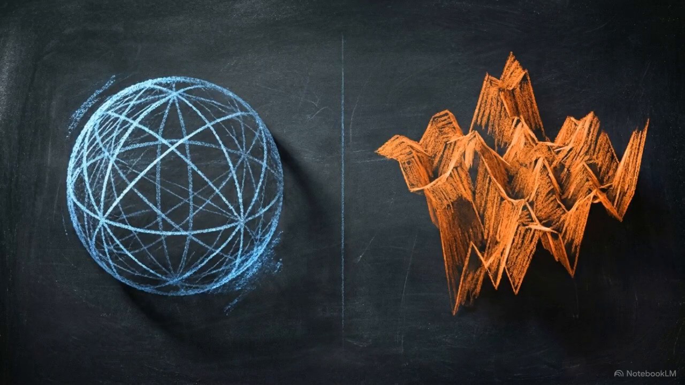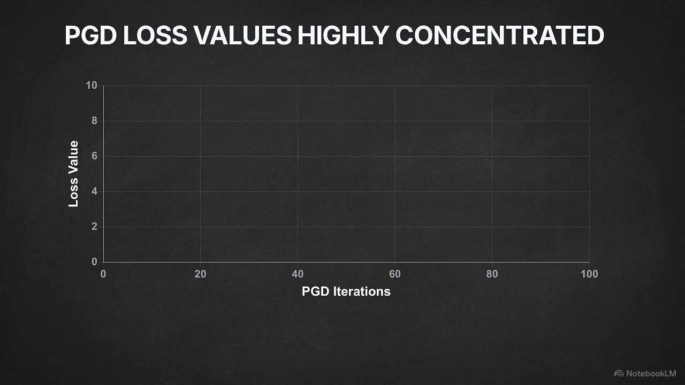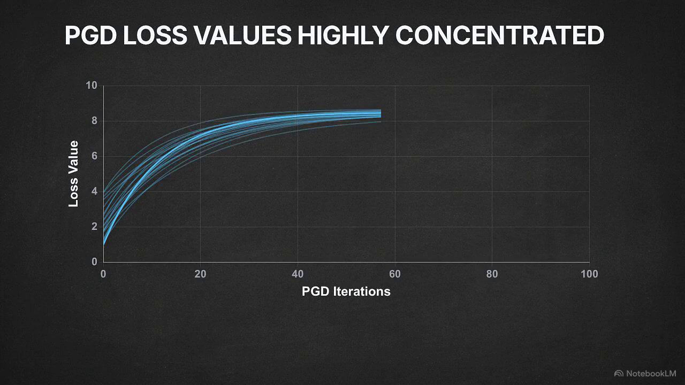But we have to know if PGD is actually finding the true adversarial limit. Since the loss function is non-concave, does the algorithm simply get stuck in useless local maxima? This chart shows the loss values during 20 different runs of PGD. While they all start at random points, the loss values increase in a consistent way and rapidly plateau at a high, concentrated ceiling. The network fails in a predictable, clustered manner.